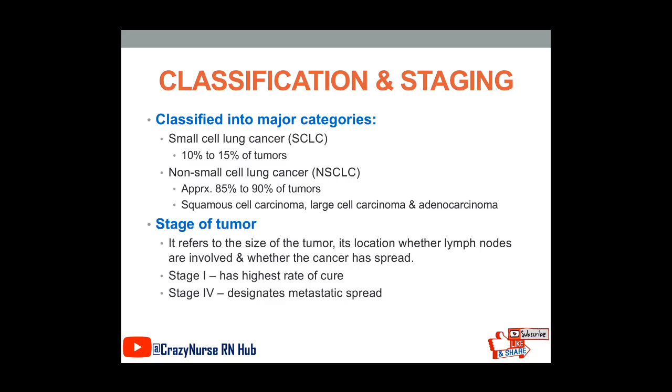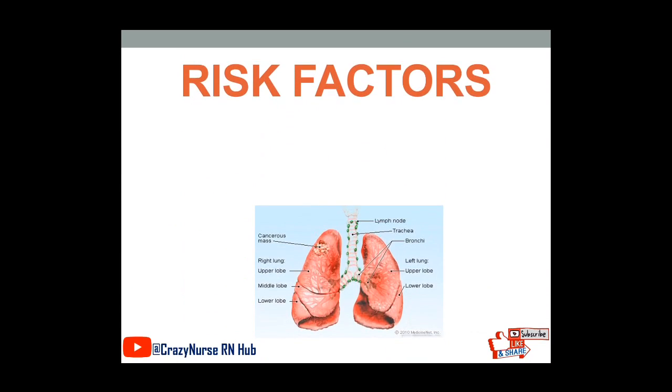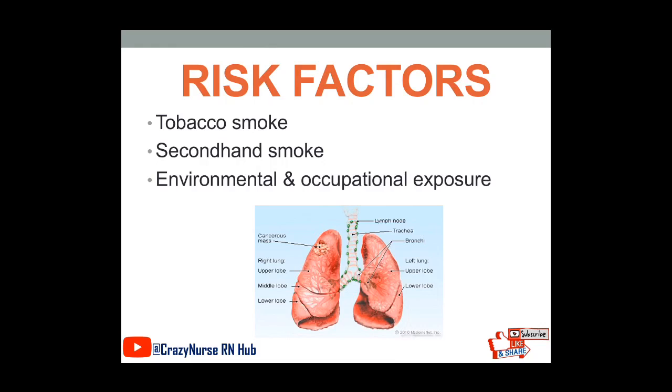Now let's discuss the stage of tumor. It refers to the size of the tumor, its location, whether lymph nodes are involved, and whether the cancer has spread. So we have 4 stages. For stage 1, there is a high rate of cure. For stage 4, it designates metastatic spread. Now let's have the risk factors. So first we have your tobacco smoking, secondhand smoke, and environmental and occupational exposure.